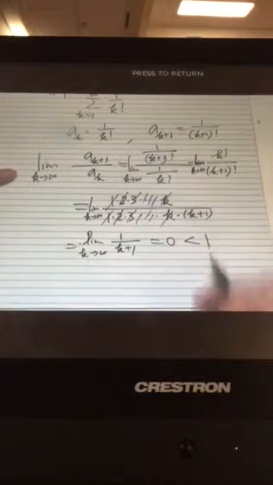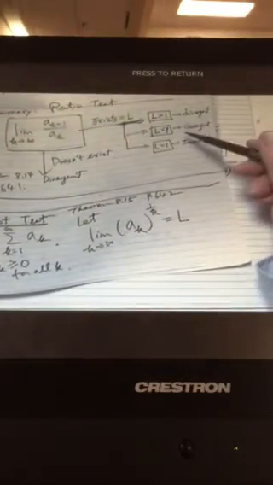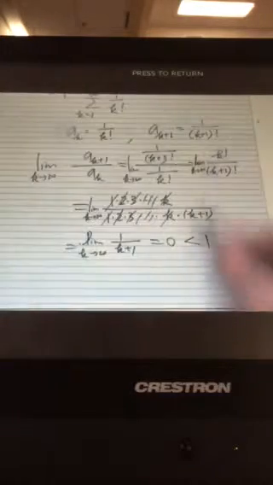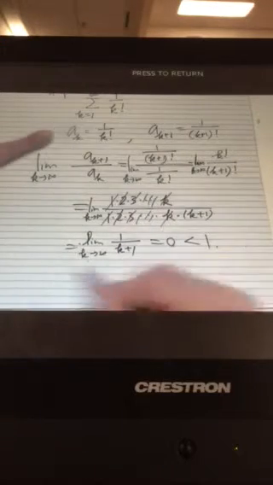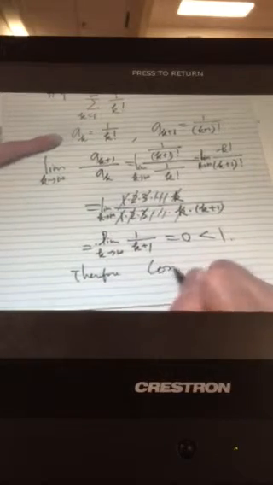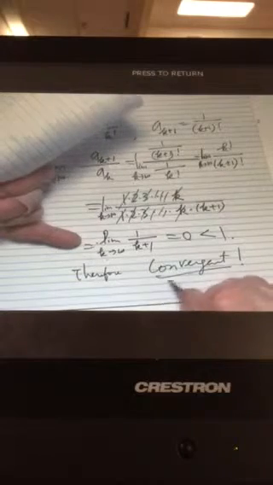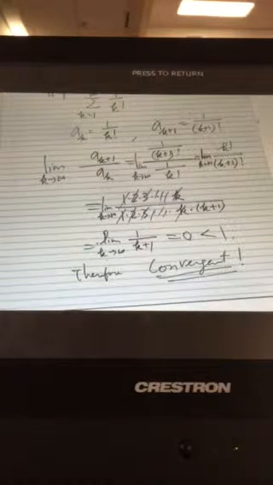0 is less than 1, because it says if the limit exists and it's less than 1, it's convergent. This 0 is less than 1, right? So therefore, the answer is convergent. Okay, this is a ratio test.